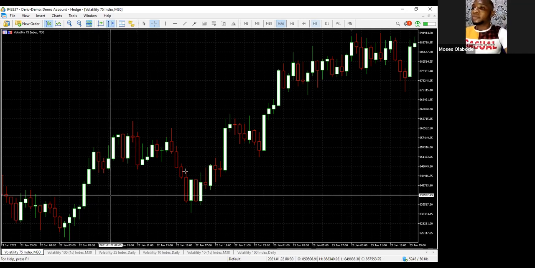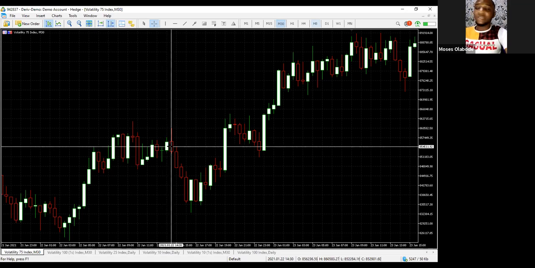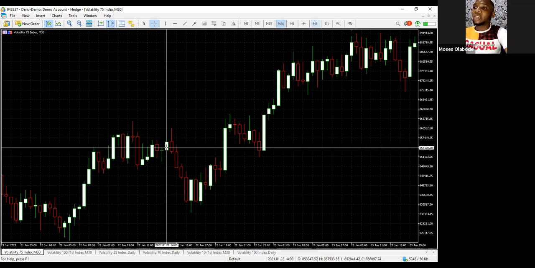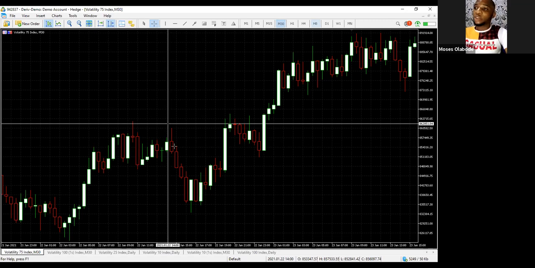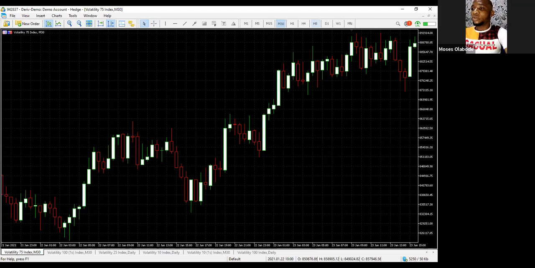So this is a continuation pattern. It's not really a significant candle, but it tells you that the market is actually in your favor. But when this candle closes below the low, as you can see, it's actually sold below it. Okay, so let's move to the next one on the list.